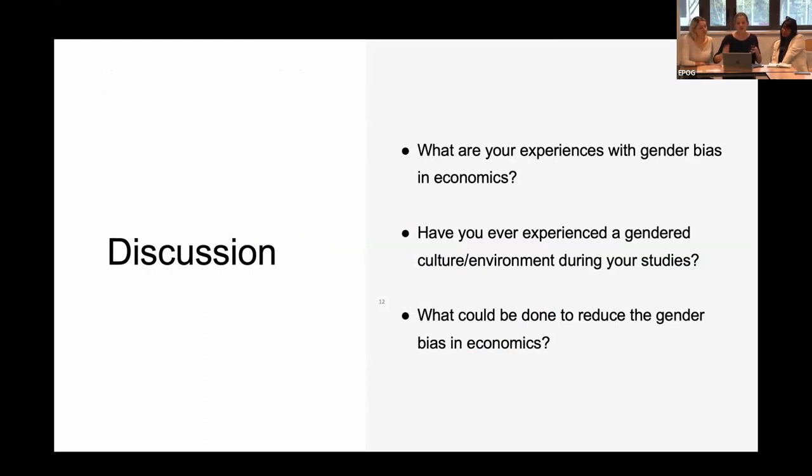The first one is, what are your experiences with gender bias in economics? That connects to the graphs I've just shown you. Have you ever experienced a gendered culture or environment in economics, or in conferences or in classes? And the last point is basically what we also critiqued, or our wish to you, Professor Schneebaum: what could we do to reduce this gender bias, maybe on a university level, on a professor's level, but also what we as students could do? So thank you very much again for your talk, and we're looking forward.